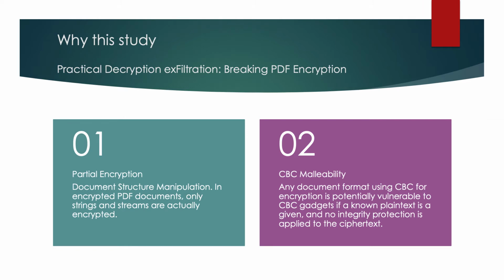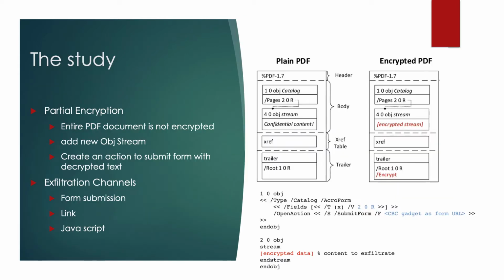In this paper, researchers found two vulnerabilities within the implementation of PDF encryption. One is partial encryption, and the other is the CBC malleability vulnerability. The first one is partial encryption. As you can see in this example, the object stream is the only piece that's encrypted, even when the PDF is encrypted, and the trailer actually holds the encryption information, and you can add more object streams that are not encrypted to the encrypted PDF file.